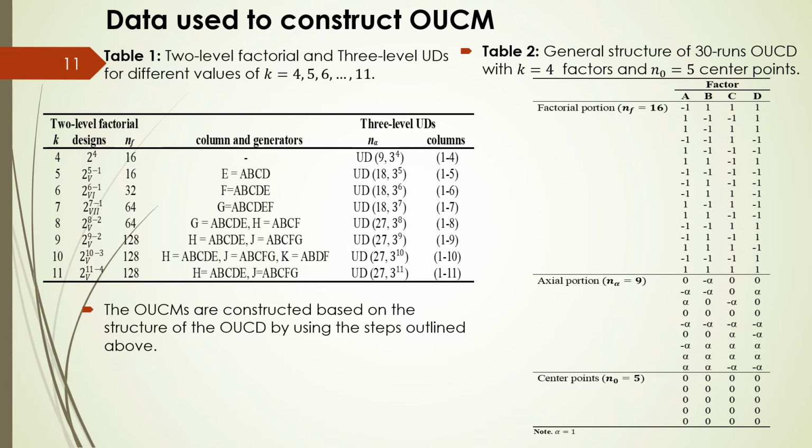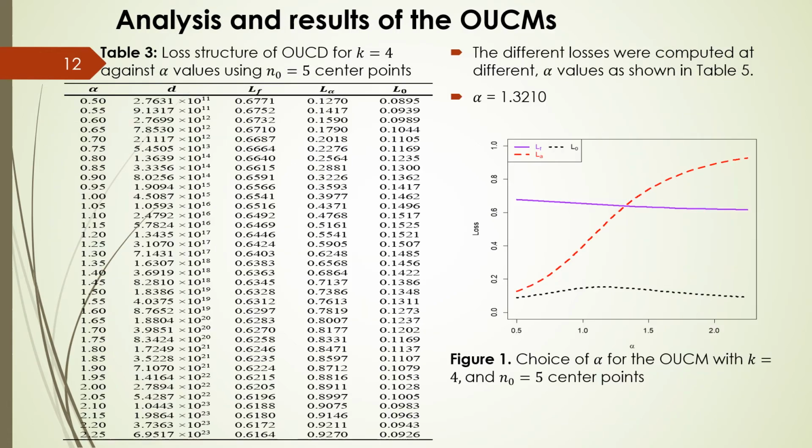You see the different structure here. The OUCMs are then constructed based on the structure of the OUCD by following the steps that have been outlined previously. Table 2 gives us a general structure of a 30-run OUCD for factor 4, with n0 equal to 5 center points. So we see the structure of the factorial portion, that of the axial portion, which is the uniform design, and then the 5 center points.